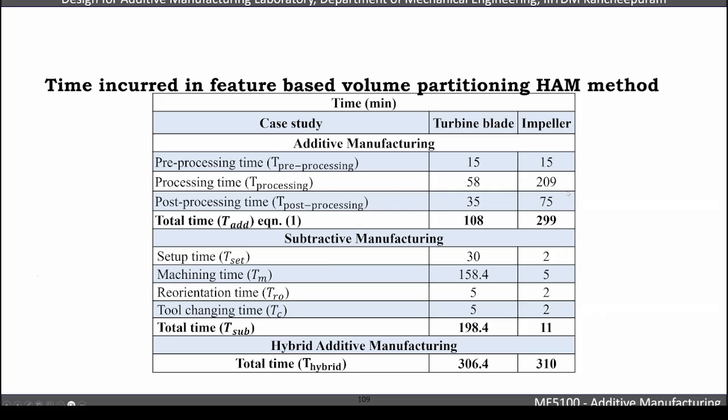So this is the total time study between the volume partitioning approaches, right?